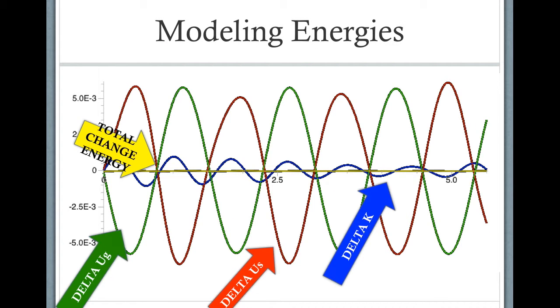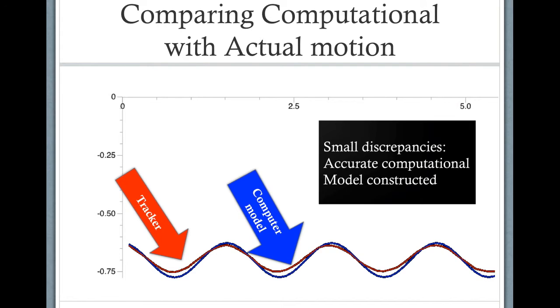Finally, as the graph shows, the Python model computed a graph showing the changes in the energies, with the blue line representing the change in the kinetic energy. The green line shows the change in the gravitational potential energy. The red line shows the change in the spring potential energy. And finally, the yellow line shows the total energy change in our system.